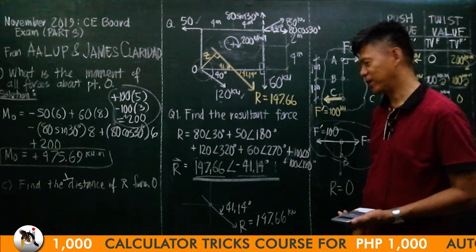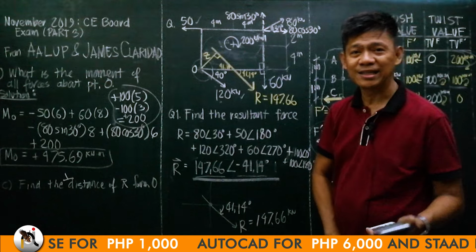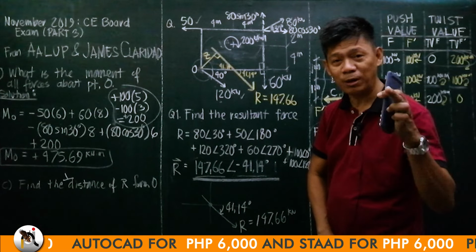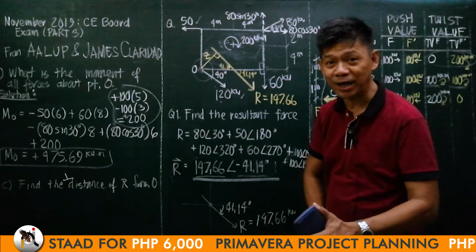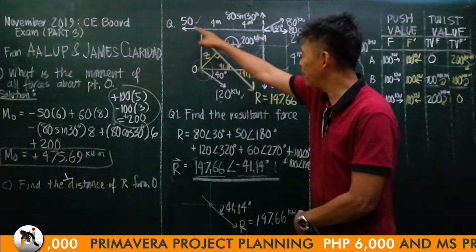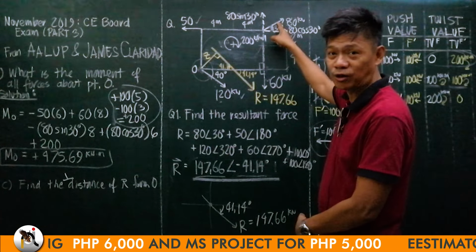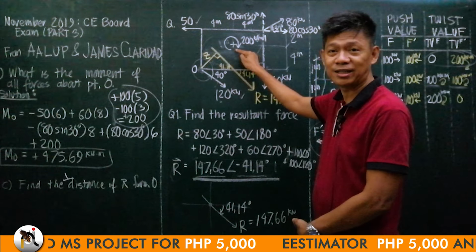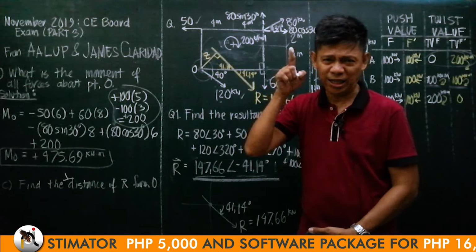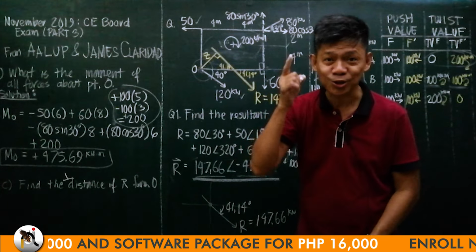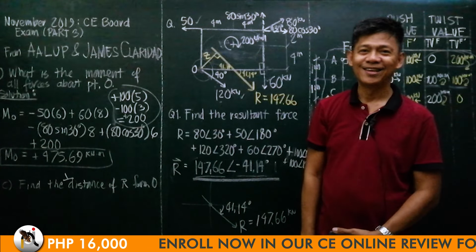Now, according to our definition, what is a resultant? It is a single force that will produce the same effect as all the forces combined together. So you combine this 50, this 120, this 60, this 80 kilonewton together with this 200 kilonewton meter, its effect. When we say effect, its push value and its twist value about any point will be the same. You get it? You follow?